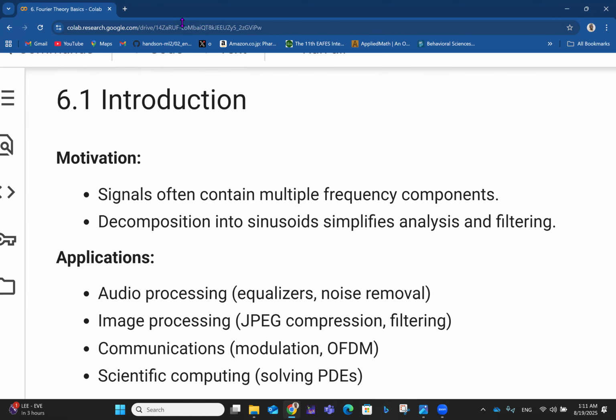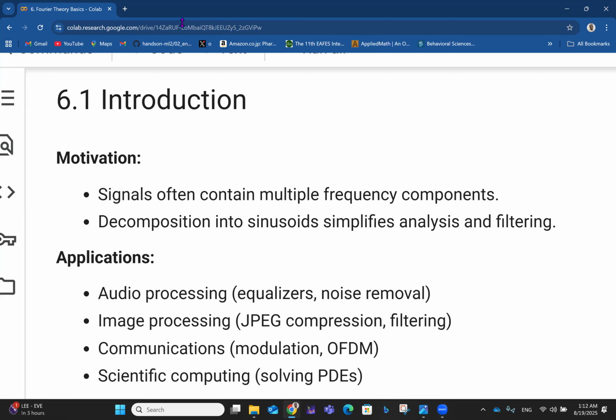First of all, one of the motivations is that signals often contain multiple frequency components. We already understand that spectral analysis involves translating a signal or a data set from the time domain into the frequency domain, so we can see the frequency composition of the data set in that realm. So Fourier theory is motivated by the fact that signals often contain multiple frequency components, and decomposition into sinusoids simplifies analysis and filtering. And that is where Fourier series comes in.